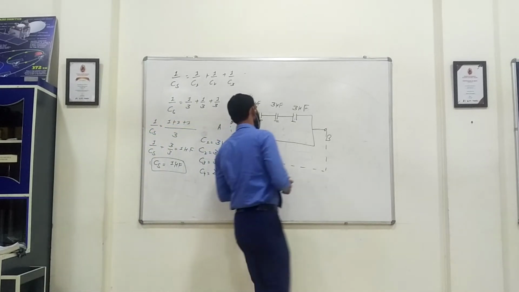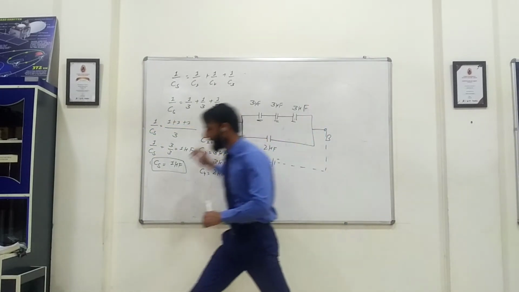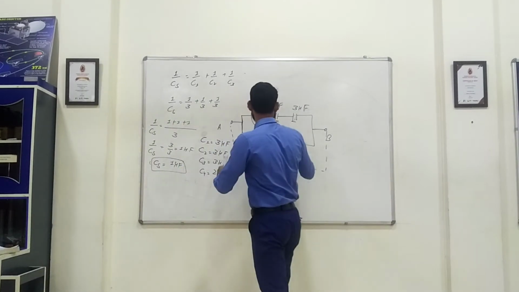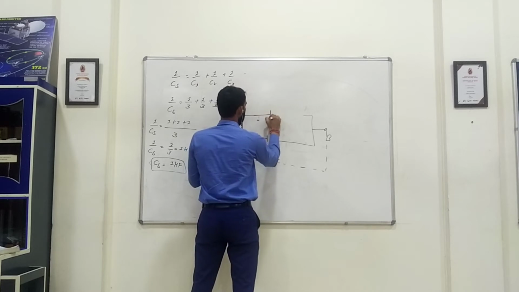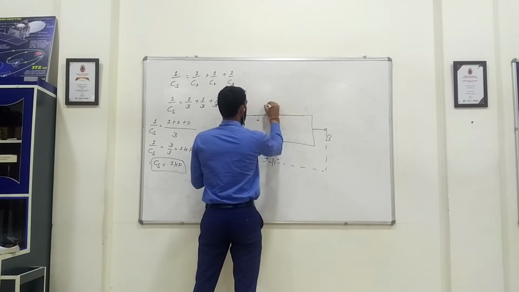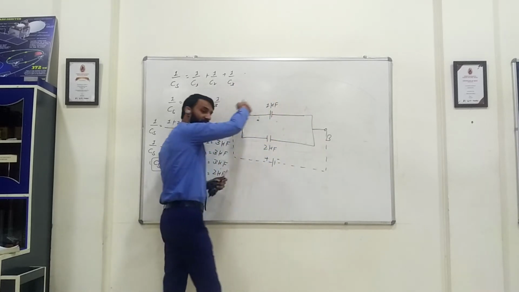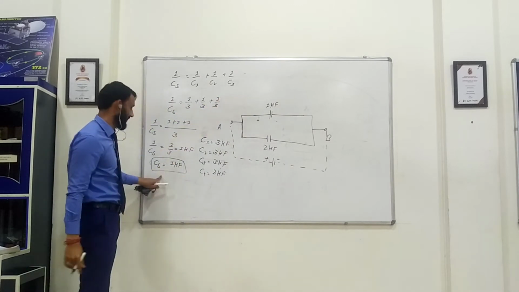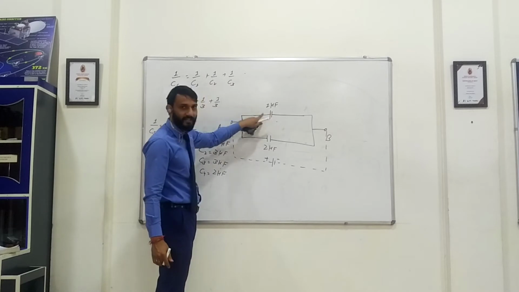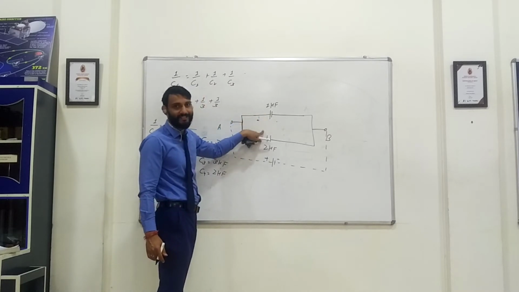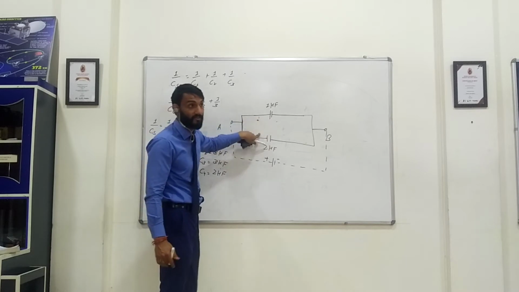Now, instead of these three, I can remove these three and put only 1 microfarad, because the combination of these three has become this. Right? Now again the charge is getting divided among these two. So they must be connected in parallel. Why parallel? Because different charges are passing through them.